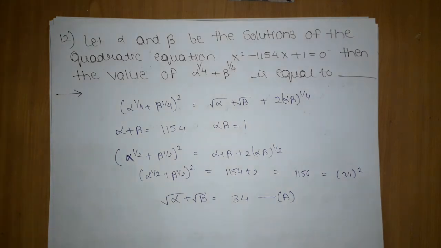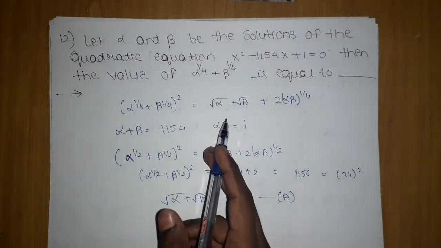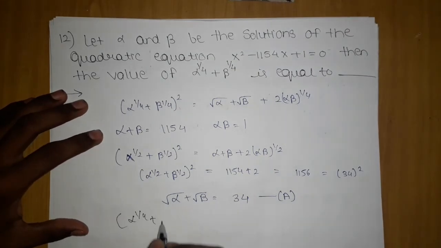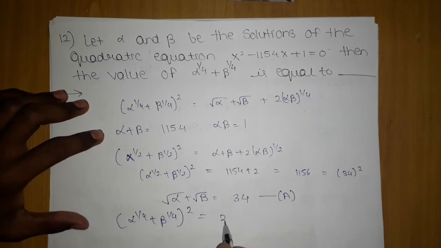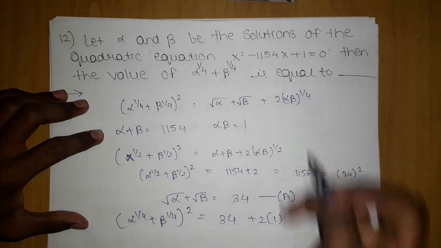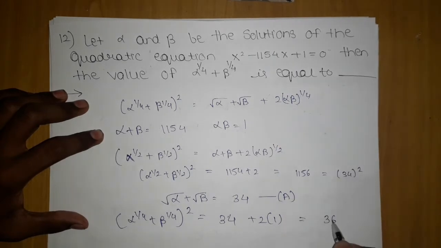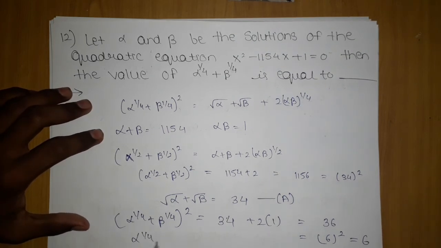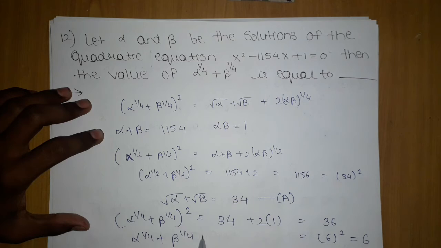Okay, we came to know about this. Now if I put this thing here, can't I get this value? Alpha to the power 1 by 4 plus beta to the power 1 by 4, the whole square should be equal to this 34. This is 34 plus 2 into this, which will become 1. So this is 36, and you know 36 is 6 square, which will indirectly lead us to 6. So alpha to the power 1 by 4 plus beta to the power 1 by 4 is 6.